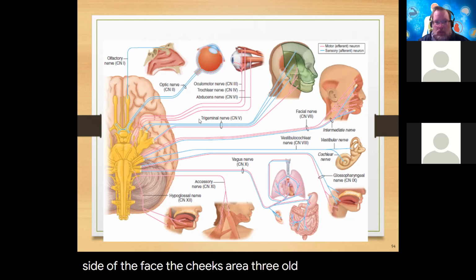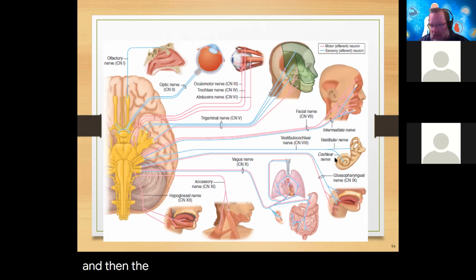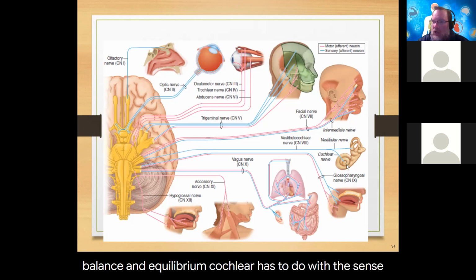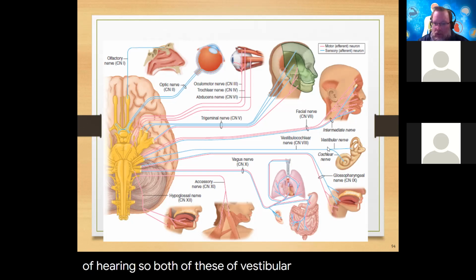3 old teachers tried aerobics for, and then we're on to the V, very vestibulocochlear. That one we break into 2 sections. We have what's called the vestibular aspect, and then the cochlear aspect. Vestibular has to do with balance and equilibrium. Cochlear has to do with the sense of hearing. So both of these, vestibulocochlear notice is blue for sensory. So that has to do with the sense of sound as well as the sense of balance and equilibrium.